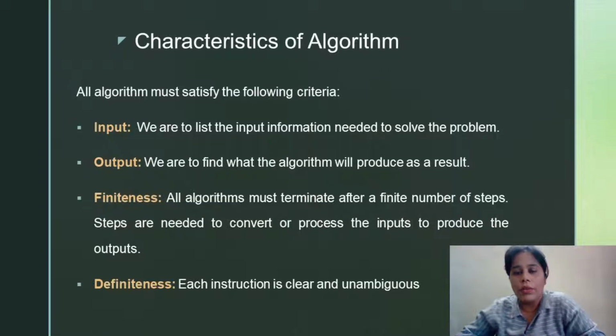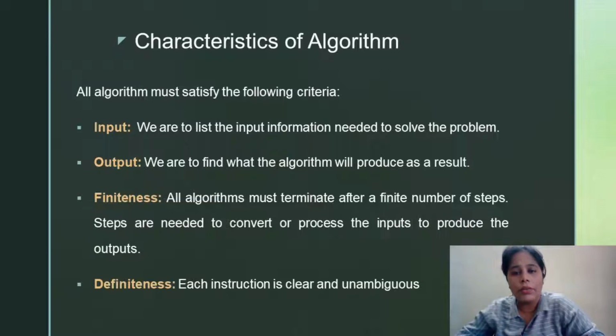For writing an algorithm for a problem, there are certain characteristics of algorithm, which are input, output, finiteness, and definiteness. First, we have to identify the inputs for the problem. Then we have to identify the outputs from the problem. That means we have to find what the algorithm will produce as a result.